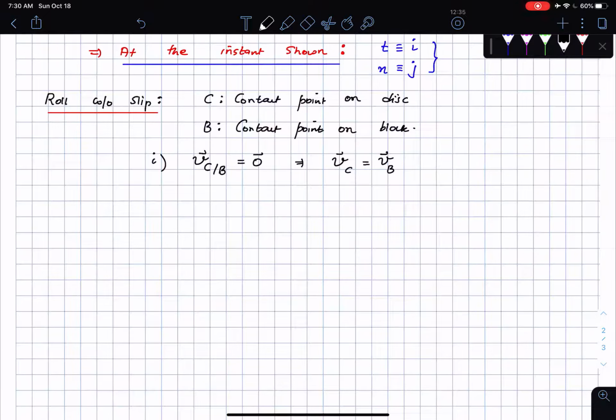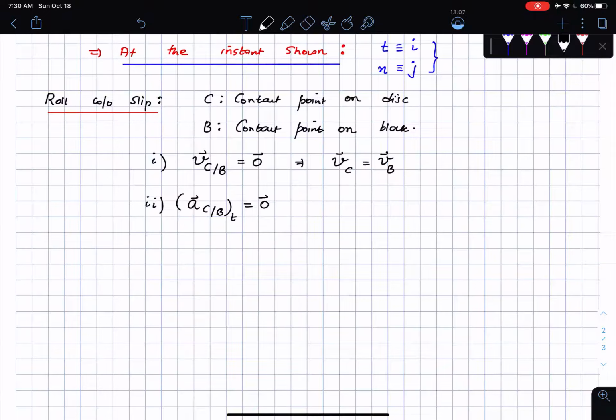Now I can also do the other one, that is the acceleration of C/B in the tangential direction is equal to 0. Right, that is the second criterion for rolling without slip. Okay, the relative velocity at the contact point is completely 0. Okay, this is the first criterion. The second criterion is that the relative acceleration in the tangential direction is equal to 0. The normal acceleration is not necessarily 0 because the disk has to peel off of the surface of the block.